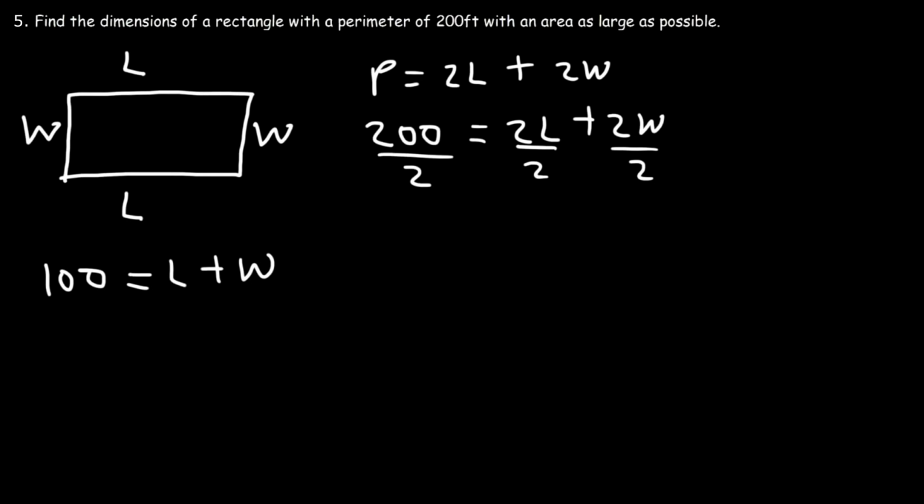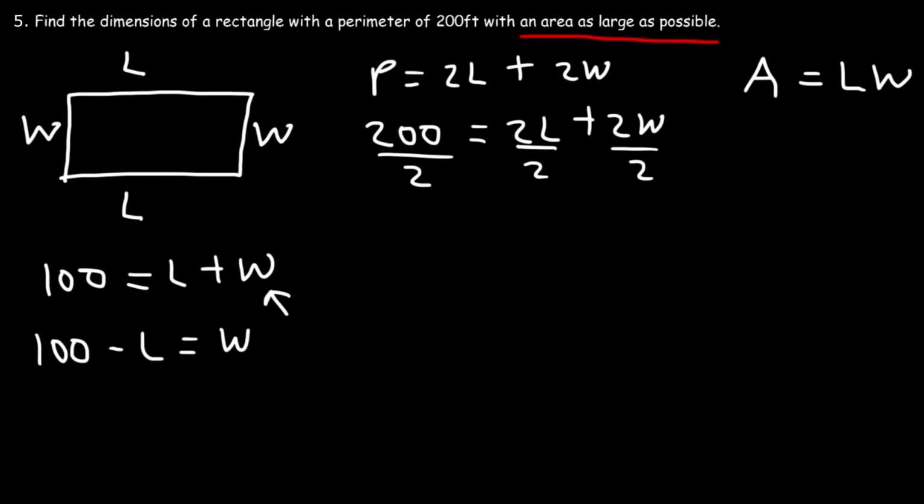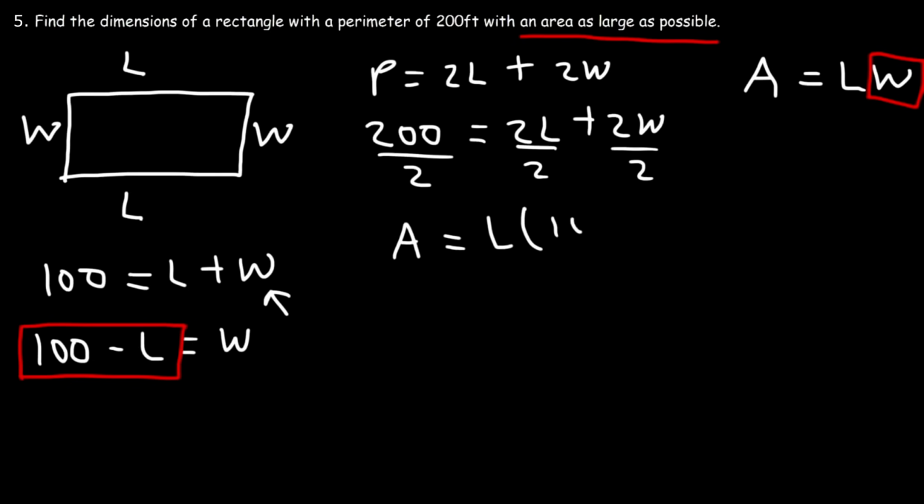The objective function is to maximize the area. We want the area to be as large as possible. And the area of a rectangle is length times width. Now let's solve for W in this equation. So we need to subtract both sides by L. 100 minus L is W. And now let's replace W in the objective function with 100 minus L. So we have the area is L times W, where W is 100 minus L. Now let's distribute L. So it's 100L minus L squared.